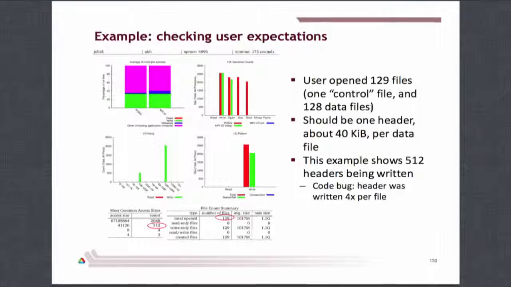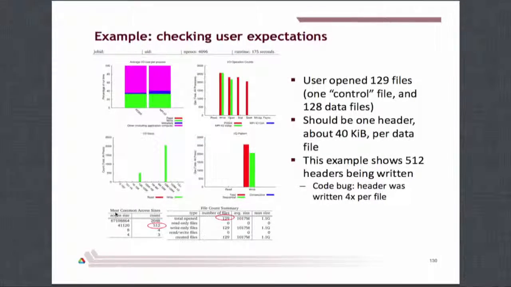This application is actually a library, a domain-specific library that was intended to open and write 128 data files and a little metadata file. For each of those 128 data files, there should have been a header, so a 40 kilobyte write for each file. So we knew that. The code had just been written. This was fairly early in its development, and so we ran the Darshan summary.